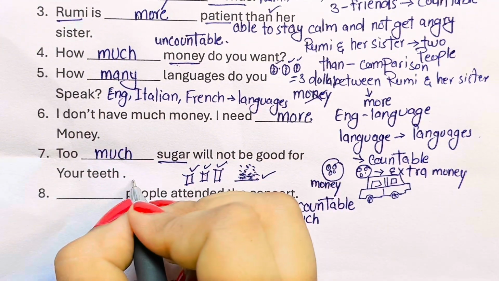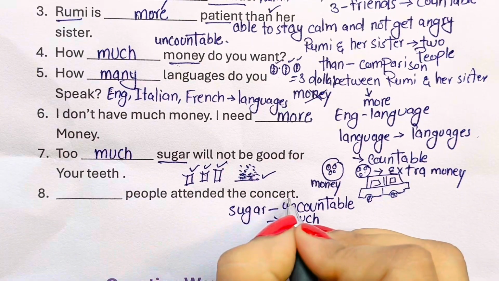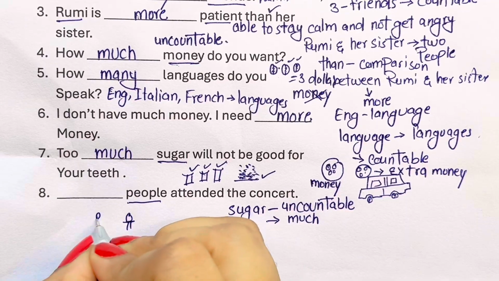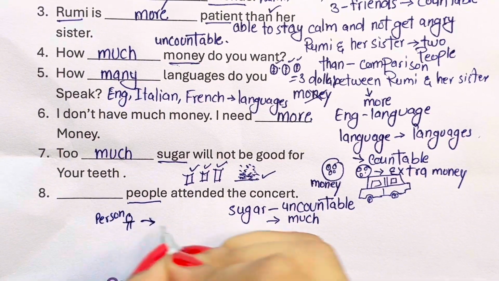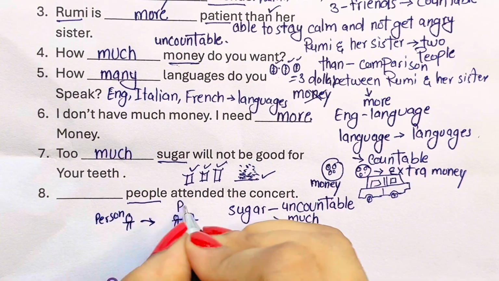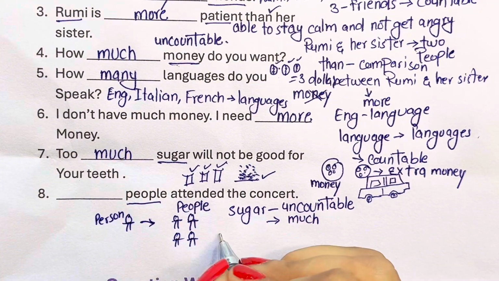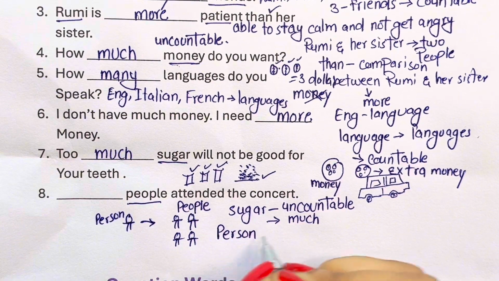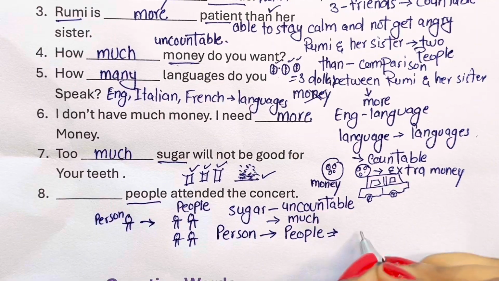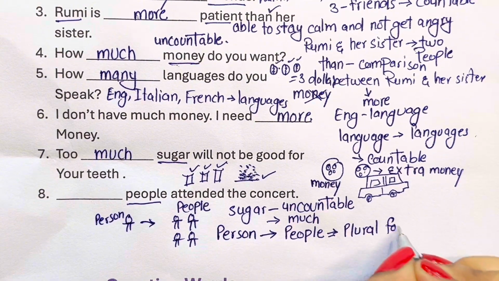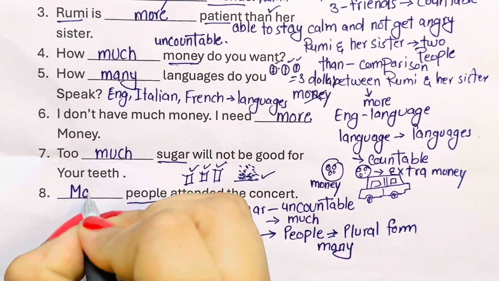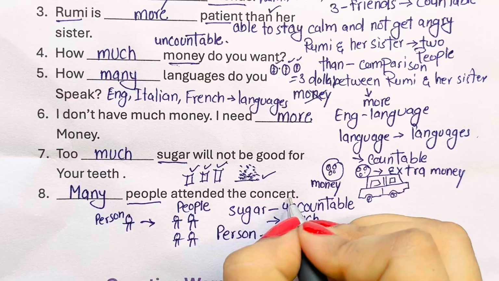And the last one is blank people attended the concert. People, a countable noun. Suppose this is a person and these are people. Person, singular, and people is the plural form of person. People, a countable noun, and many is used for countable nouns which are in plural form. Hence the answer, many people attended the concert.